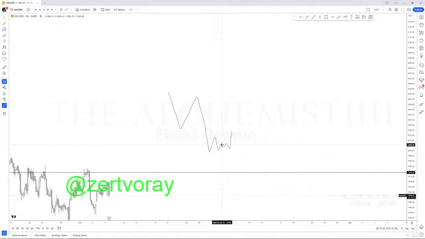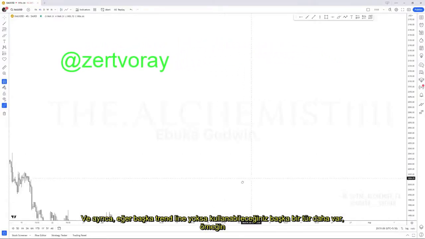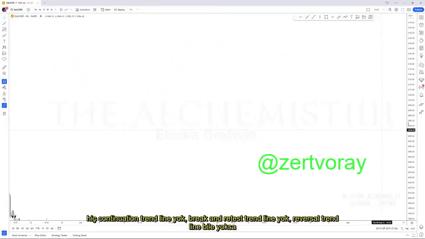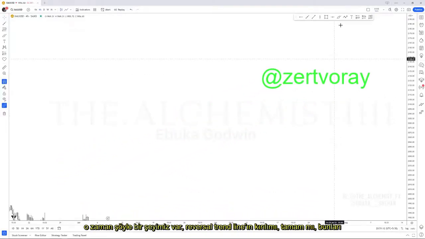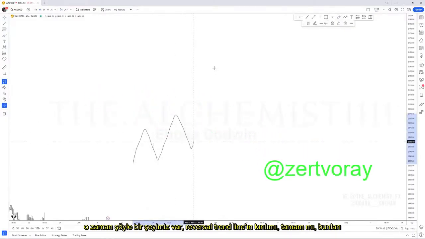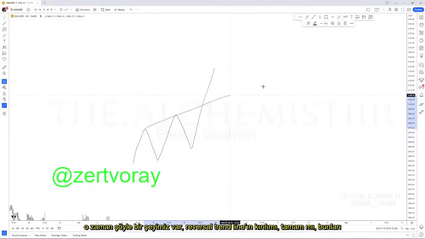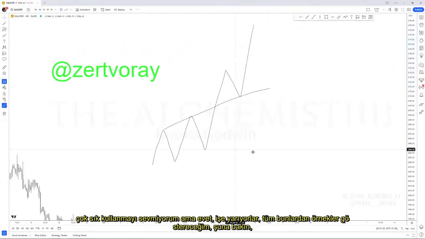So that is that. And there's another one that you could use if there are no other trend lines, like let's say there are no continuation trend lines, no break and retest trend lines, not even a reversal trend line. Then we have something like this, the breakout of the reversal trend line. I don't like to use this a lot, but they work. I'll show you examples from all of this.